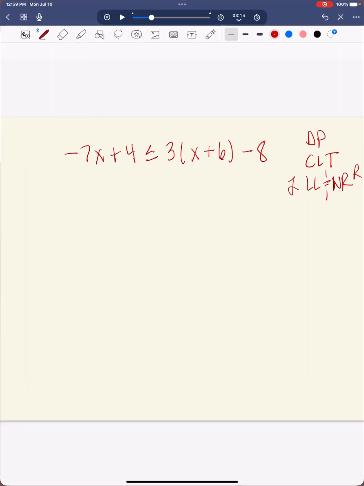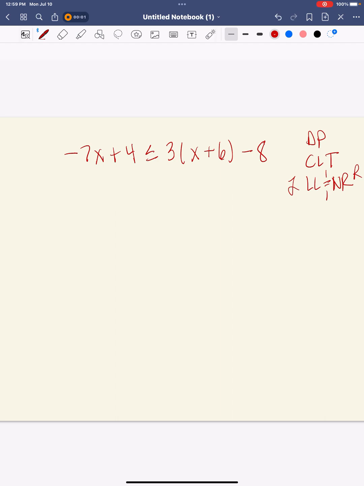Okay, in this video, we're going to work on solving inequalities. And so this one I just made up, and I'm going to walk you through the process. So the steps are always to do the distributive property, then combine like terms, and then of course we want to move our letters or variables to the left side and our numbers to the right side.